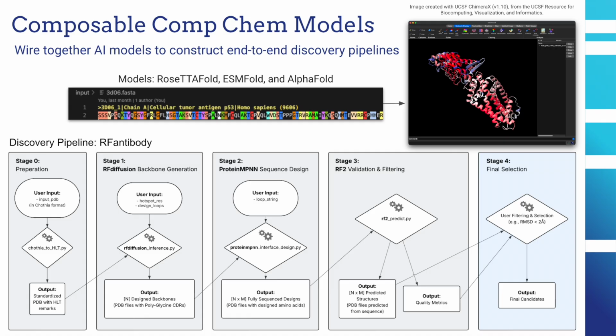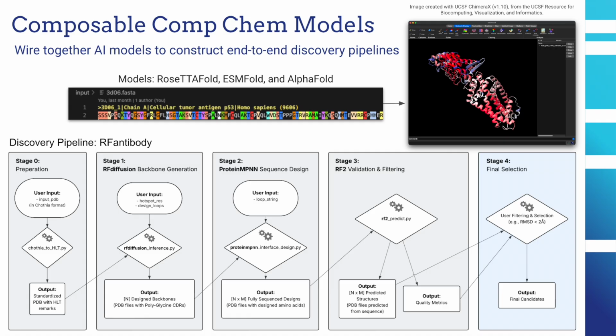And these models work great in isolation, but they can also be wired together and composed into larger, higher order scientific discovery pipelines. You could think of it like building a Lego set. The individual bricks are the predictive AI models, and the fully assembled set is your discovery pipeline. For example, RF antibody, which is used to design and rank novel antibodies that bind to given antigens. This goes beyond the discrete capabilities of AlphaFold.